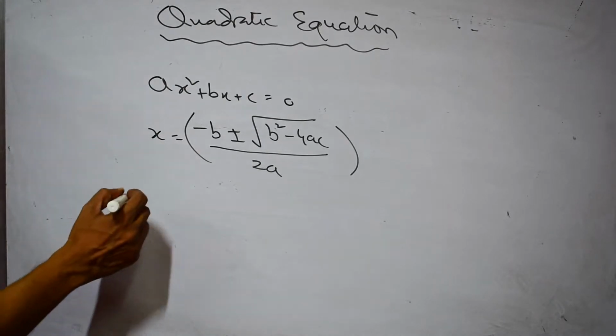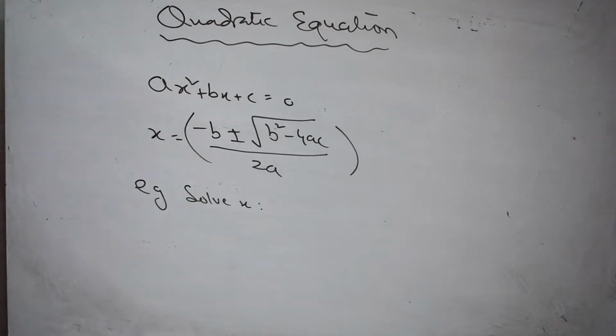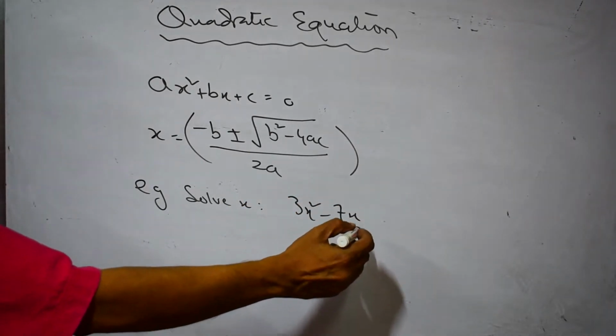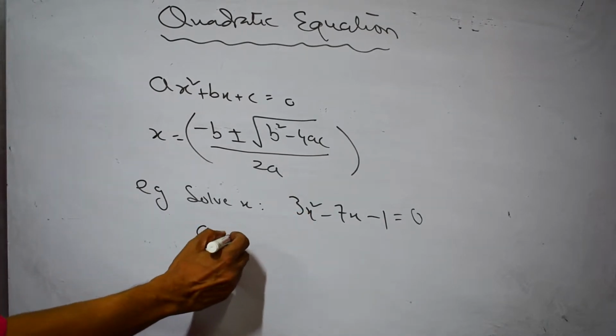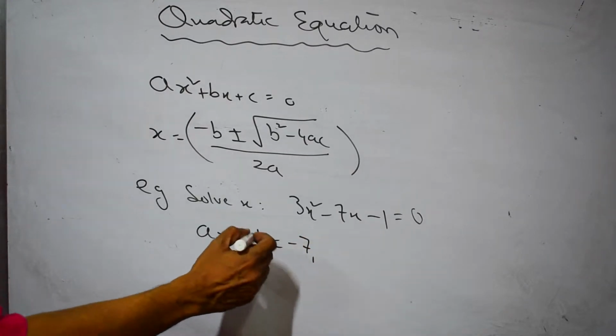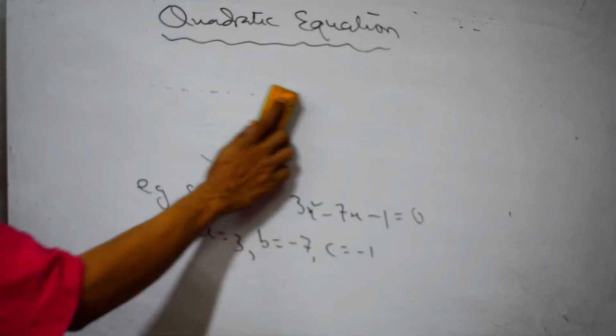An example we can take: solve x, and the equation is 3x square minus 7x minus 1 is equal to 0. In this case, we find that the normal factorization method we cannot apply. So what we notice here, the coefficient of x square is denoted by a, and that is 3. The coefficient of x is minus 7, and that is b, and c is the term without x, that is minus 1.